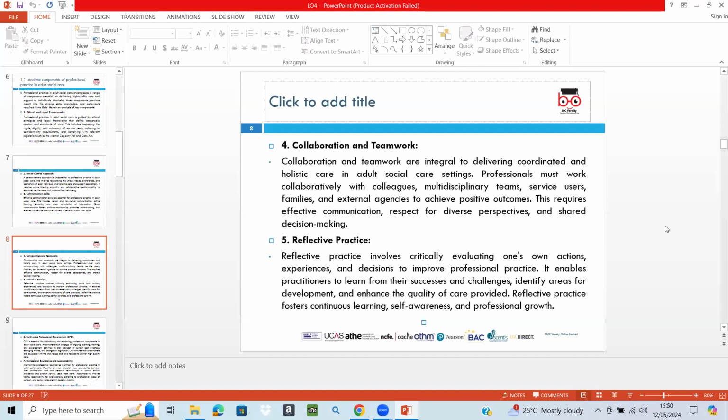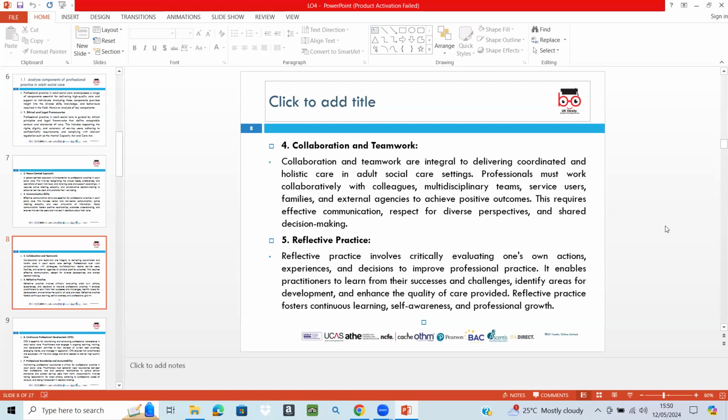From the work side, an example could be after a challenging interaction with a service user who displayed distressed behavior, a care worker engages in reflective practice to analyze the situation. Through self-reflection, the care worker identifies areas for improvement in their communication and de-escalation techniques. By incorporating these insights into their practice, the care worker enhances their skills, enriches their understanding of the service user's needs, and improves the quality of care and support provided in similar situations in future.